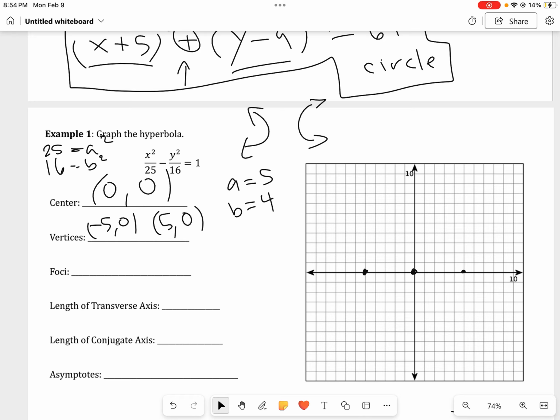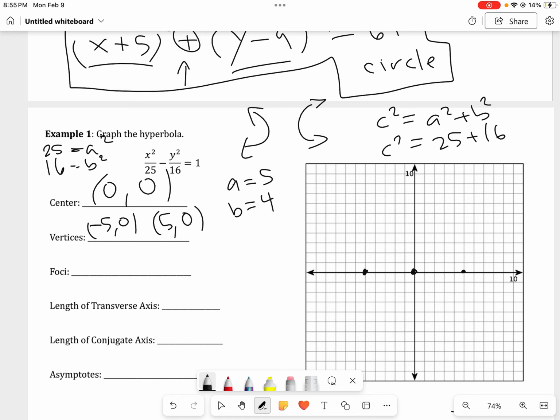Okay. Since we don't have to plot the foci, I guess we'll just solve for it right now. The foci is the distance from the center to the foci. That's our c value. To get c, for hyperbolas, c squared is just a squared plus b squared. We have both those terms. A squared, we remember, is 25, plus 16, so c squared is 41.